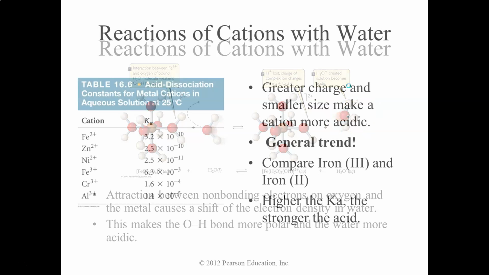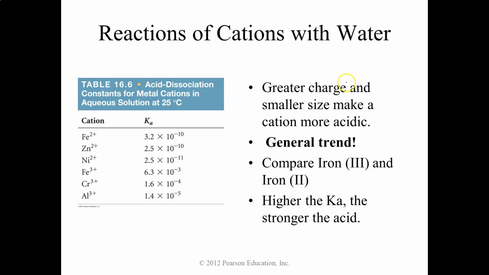All right. Generally, the greater your charge and smaller your size make the cation more acidic. So it is a general trend. Not all of them follow the rules because there's a million different exceptions and things that go on here. But generally, if you compare iron 3 and iron 2, iron 3 has a +3 charge and iron 2 has a +2 charge. You can see here's iron 2 and here's iron 3. And look at that Ka difference. You have 10 to the -3rd power and 10 to the -10th power. So Fe+2 is definitely a weak acidic ion, and iron +3 is still just a general weak acid.